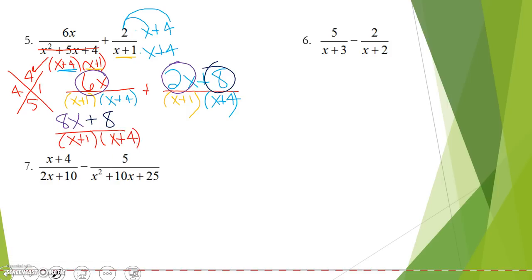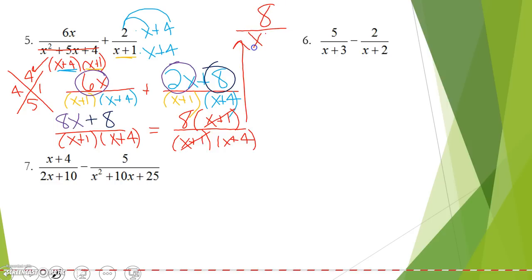And the last step is to factor and cancel. So notice we still haven't canceled anything yet. We wait till the very end to do that. So I can factor an 8 out of the top, and I'm left with x plus 1. And now you should see that the x plus 1s will cancel. And I'm left with my final answer, I'm going to write it up here, of 8 over x plus 4.